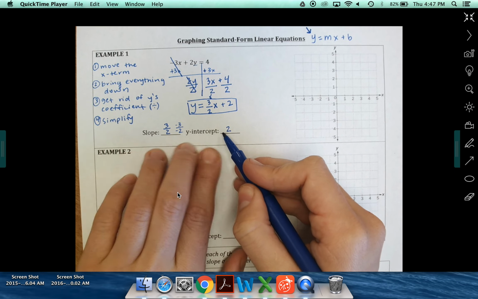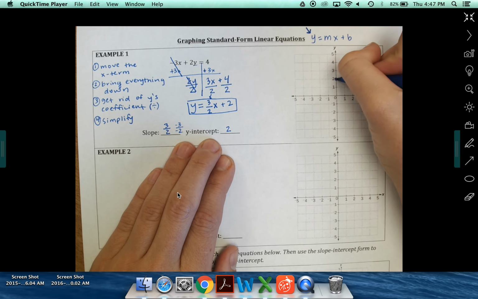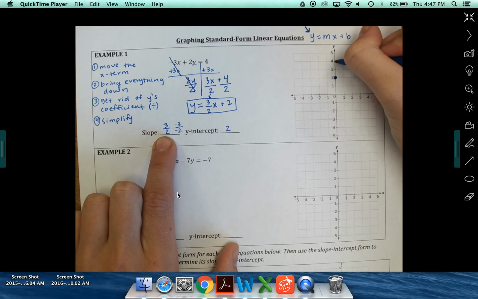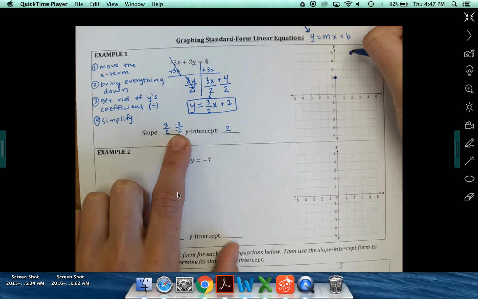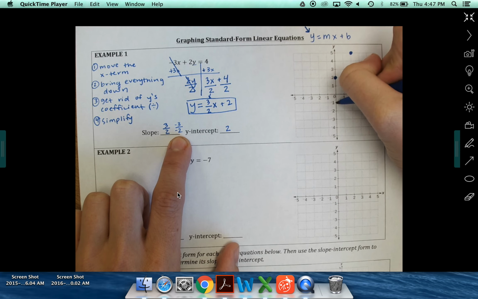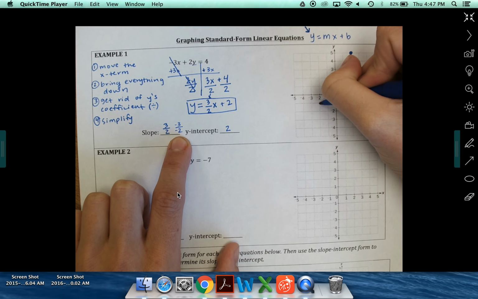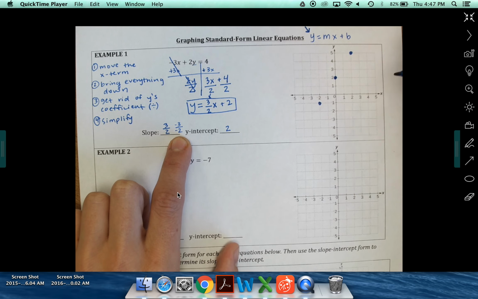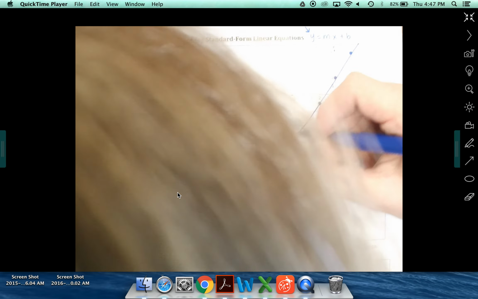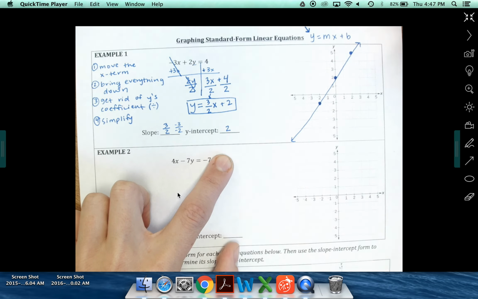Now I can get this on my graph. Y-intercept's at a positive 2. My slope is positive 3 over positive 2, or, going back to my starting point, negative 3, so down 3, left 2. And you can see I've got a nice straight line.